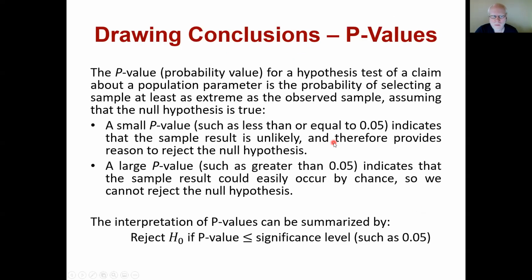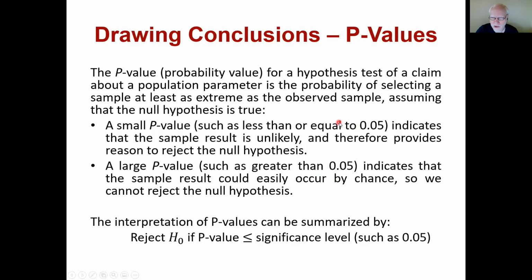So the p-value, or probability value, for a hypothesis test of a claim about a population parameter is the probability of selecting a sample at least as extreme as the observed sample, assuming that the null hypothesis is true. So a small p-value, such as less than or equal to 0.05, indicates that the sample result is unlikely and therefore provides reason to reject the null hypothesis. A large p-value, such as greater than 0.05, indicates that the sample result could easily occur by chance, so we cannot reject the null hypothesis, right?